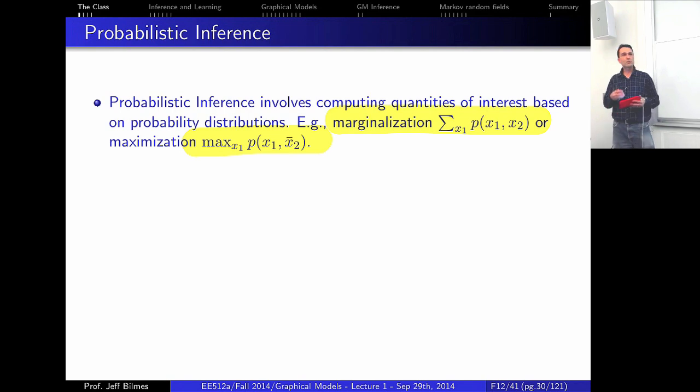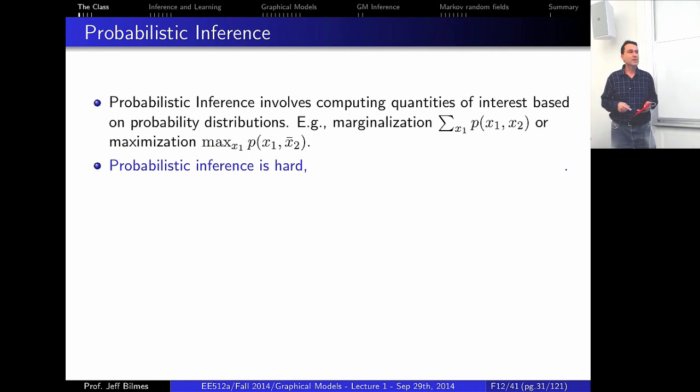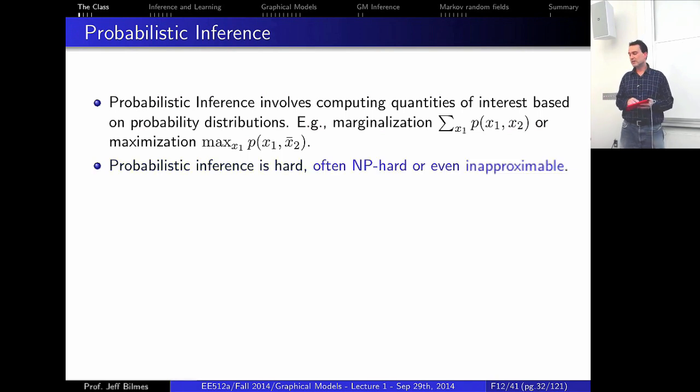So you might think, okay, why do we care about doing inference? Why do we have a class devoted to doing inference? The reason is because probabilistic inference is actually hard. And what I mean by hard is very precise and formal. It's actually NP hard, and oftentimes it's inapproximable. Sometimes it's information theoretically hard, meaning that it's exponential time.